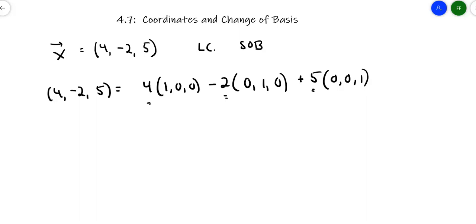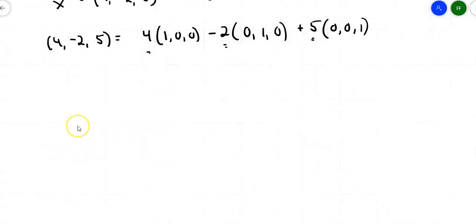All right. So suppose we have a non-standard basis, and we want to go back and forth between standard and non-standard bases. Here's the question: I want to find the coordinate matrix. By the way, we can call this 4, -2, 5 the coordinate matrix of X relative to the standard basis. The coordinate matrix of X relative to the standard basis is these three coefficients, 4, -2, and 5. Now I'm going to flip things around a little bit.